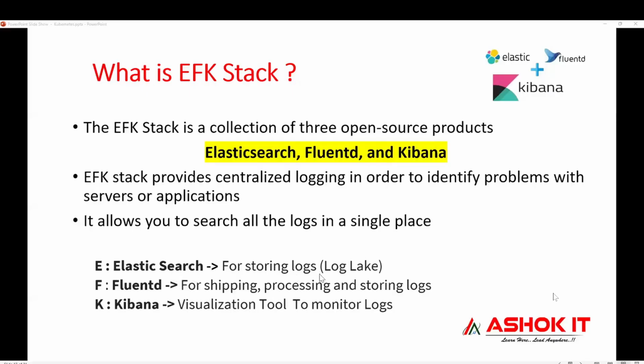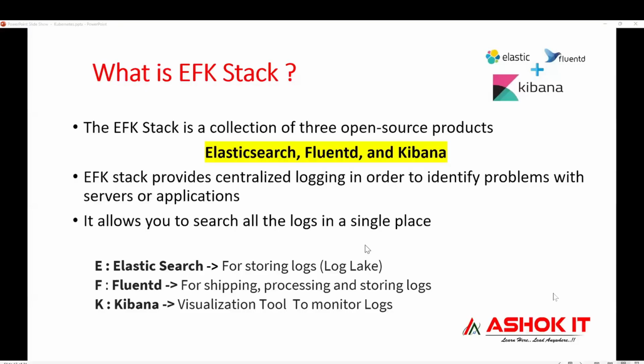E stands for Elasticsearch, F stands for Fluentd, K stands for Kibana. Using Elasticsearch, we are going to store the logs. Elasticsearch is called a log lake, nothing but where we are going to store all the logs of our application. Multiple applications are running in the Kubernetes cluster, so all the logs for those applications we are going to collect and store in one location that is called Elasticsearch.